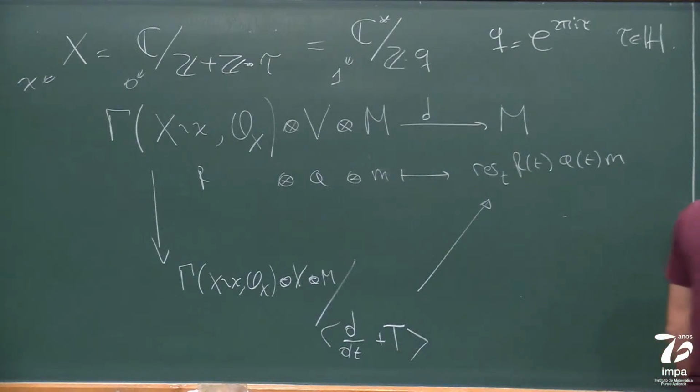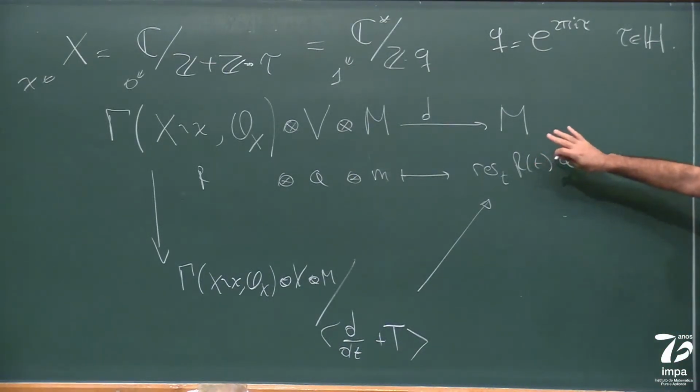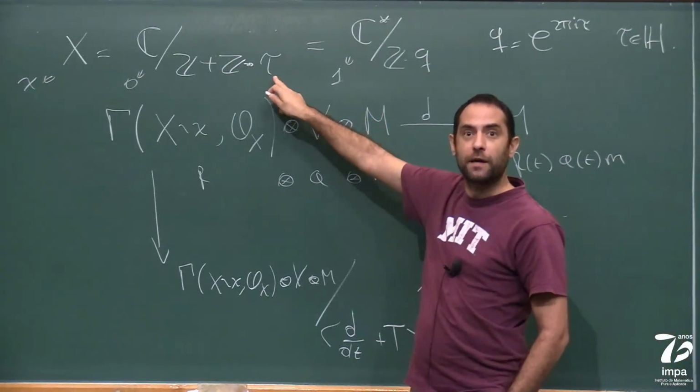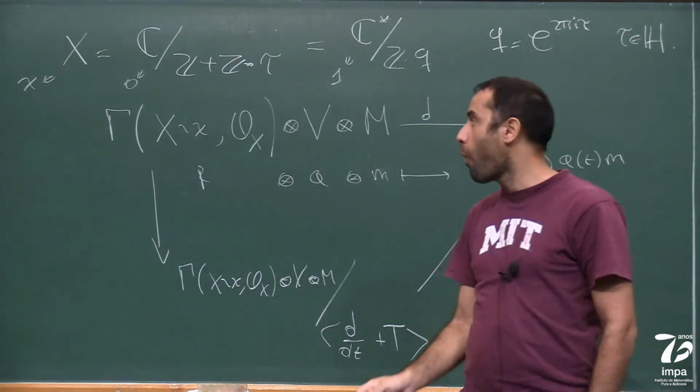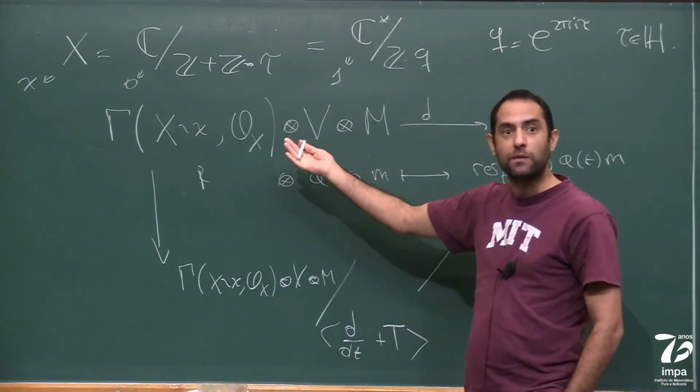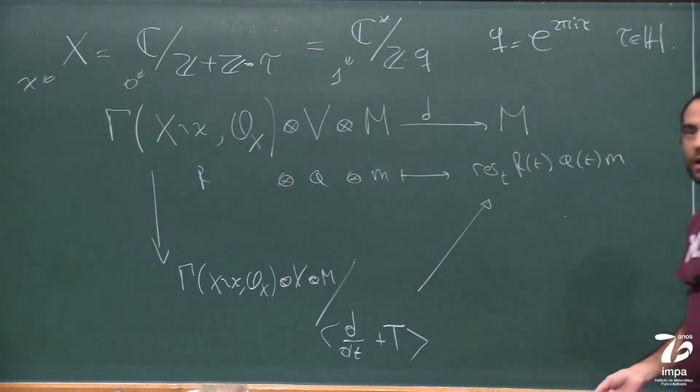But how about the connection? So in order to write a connection, I would want to consider all taus at the same time. So instead of fixing one tau and looking at functions like this, now I want to consider all taus at the same time.